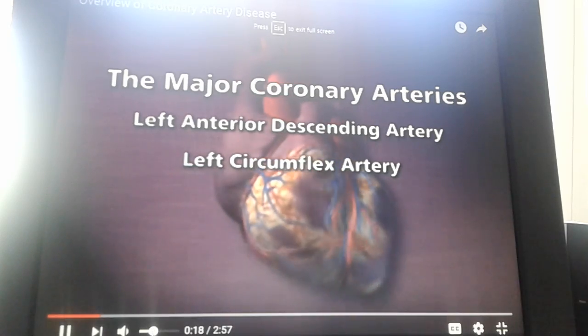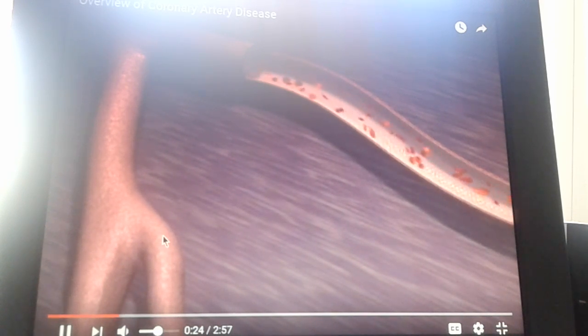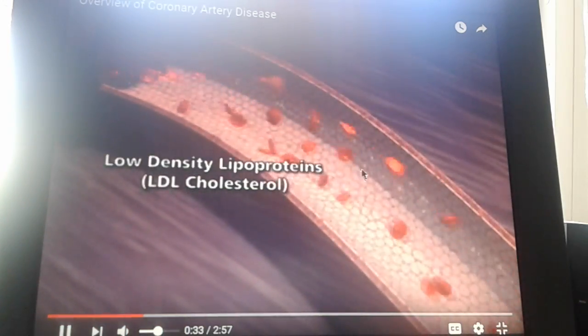The artery and the right coronary artery. The bloodstream contains red blood cells, which deliver oxygen, explaining the blood flow. It also contains fats or lipids, known as low-density lipoproteins or LDL cholesterol.